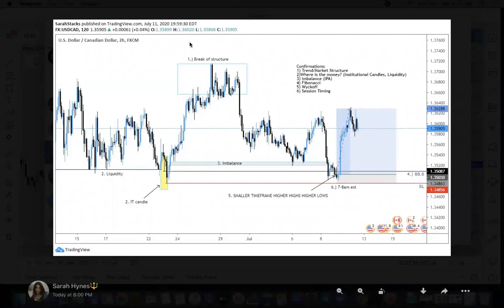Now, I know she has this labeled as number 1, but I'm going to start here, right? Check it out. We have a pool of liquidity, right? All these equal lows. What happens? They make one more equal low. They have a drive down, which is the institutional candle down. You see money get back up behind the move.